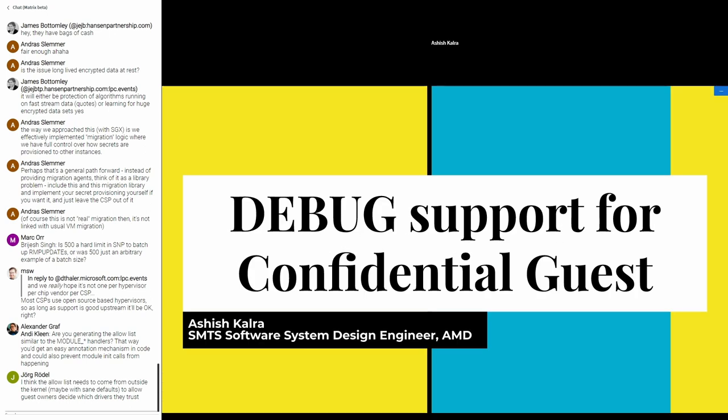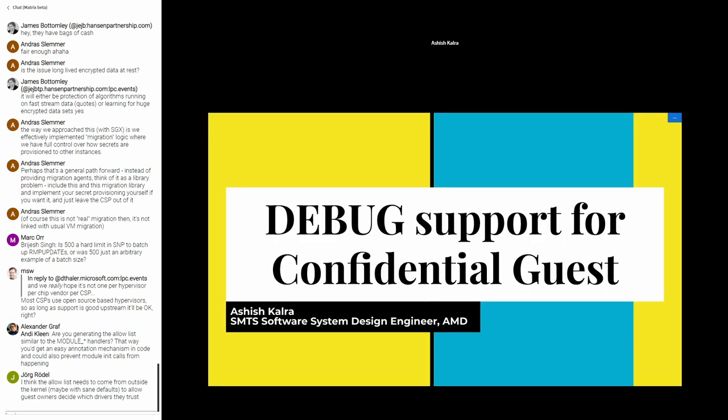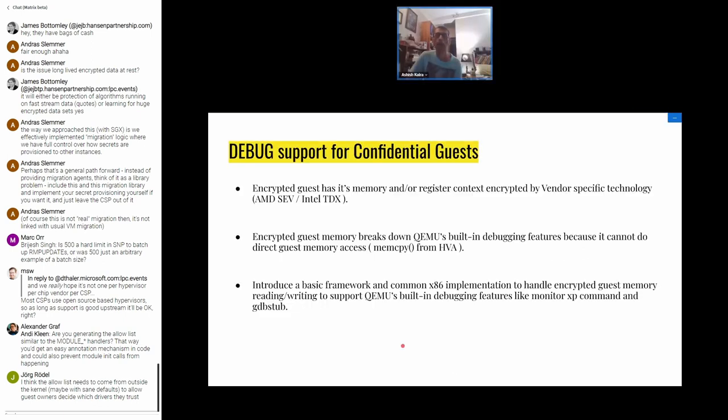Yeah, so the next thing we're going to discuss is debug support for confidential guests. Again, the discussion is generally more specific to SEV, the platform I work in, but there are specific TDX patches on top of the SEV patches, so I would probably also bring it up during one of the flow charts down here.